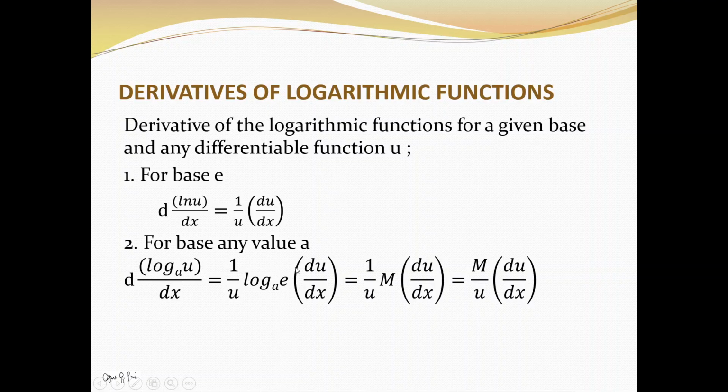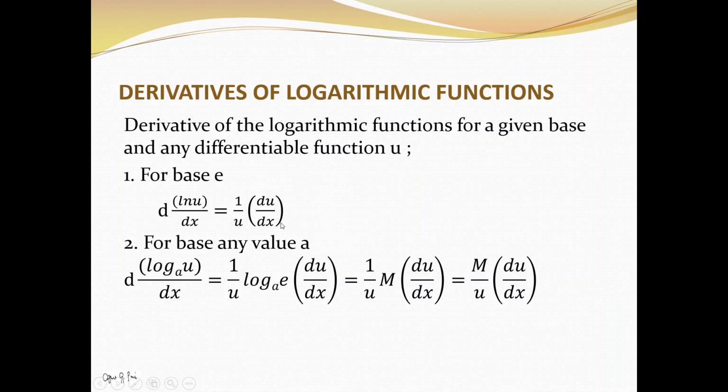Now, if you consider that this constant, log of e to the base a, is also equal to m, then you can write 1 over u multiplied by m and then multiplied by the derivative of u with respect to x. Or simply, this is also m over u multiplied by the derivative of u with respect to x.